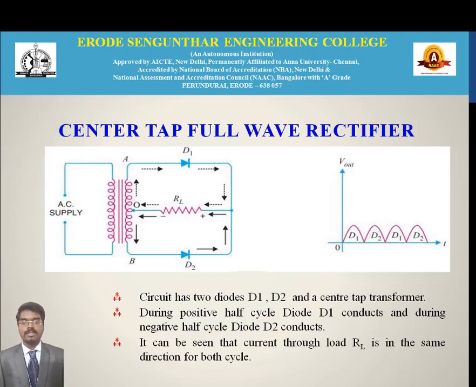This is because for both the cycles, the current flow through the load resistor is in the same direction, that is also in the positive direction. So the output you will be getting is positive cycles. Since there is a full conduction in the output, it is named full wave rectifier.